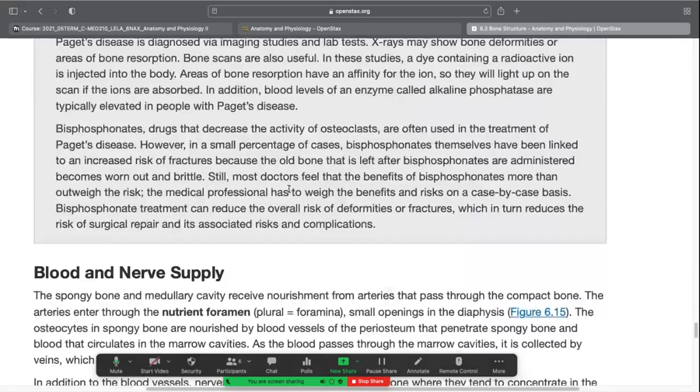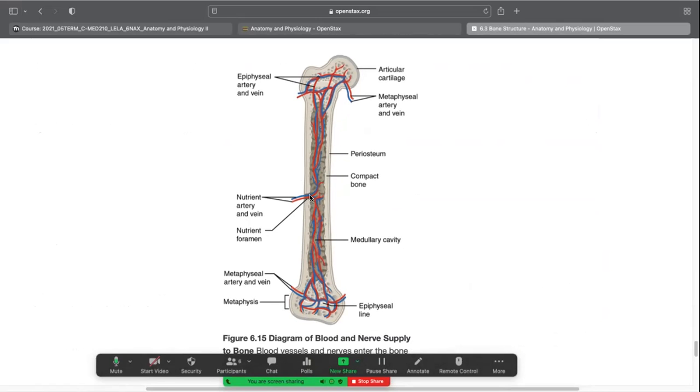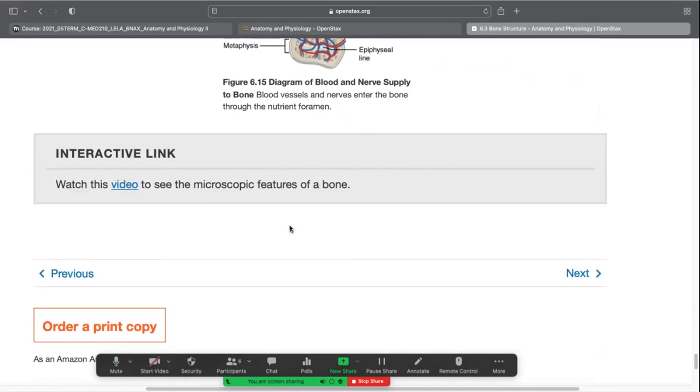Paget's disease, again, we're not going to focus on. There's another example. Look, all these blood vessels, all in between the spongy sections of a typical long bone, and they've got to exit the long bone, so there are going to be foramen, little holes that go in and out.